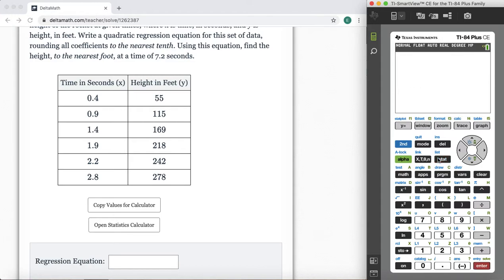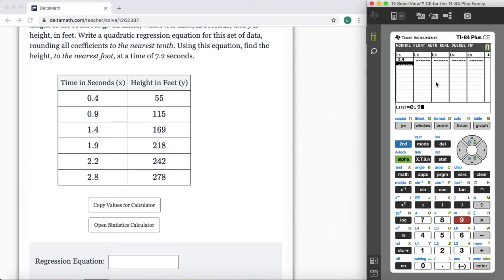Anywho, so when I go to my lists, I need to clear them. In my first column, I'm going to post these numbers. So over here, I got 0.4, 0.9, 1.4, 1.9, 2.2, and 2.8. And now my numbers that go with it are 55, 115, 169, 218, 242, and 278. And we've got a matching list.